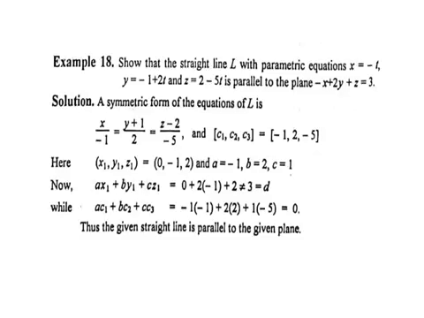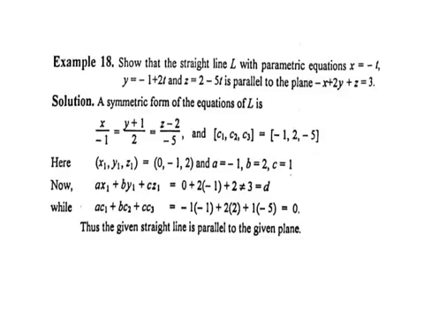So it will give x over minus 1 equals y plus 1 over 2 equals z minus 2 over minus 5, and the direction vector components c1, c2, c3 are given by minus 1, 2, minus 5. Here the point x1, y1, z1 which lies on the line is given by 0, minus 1, 2.